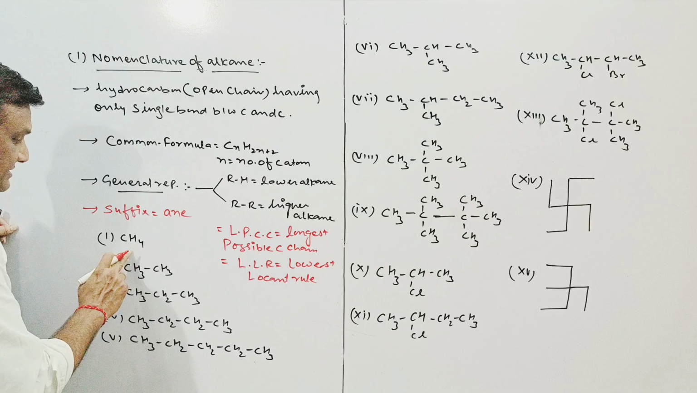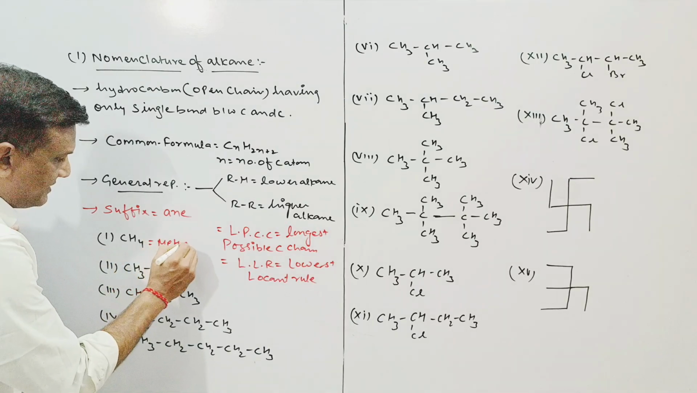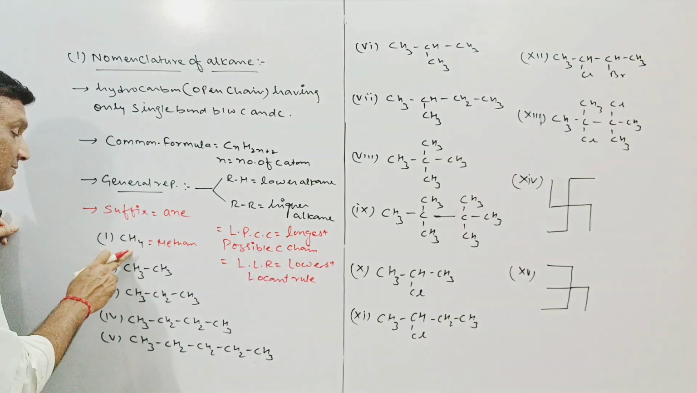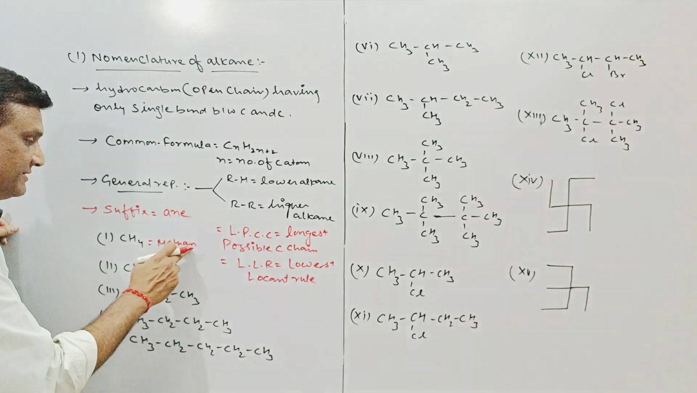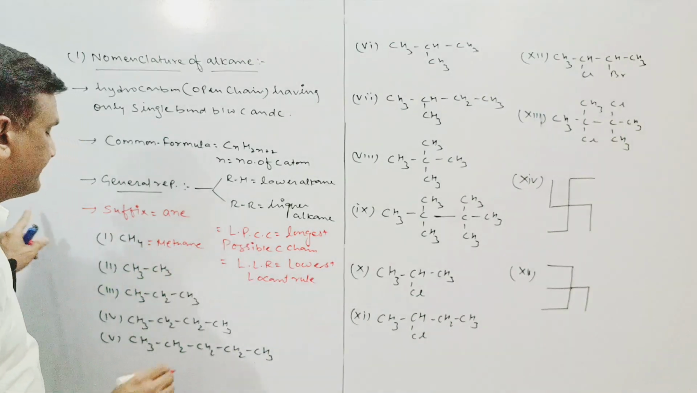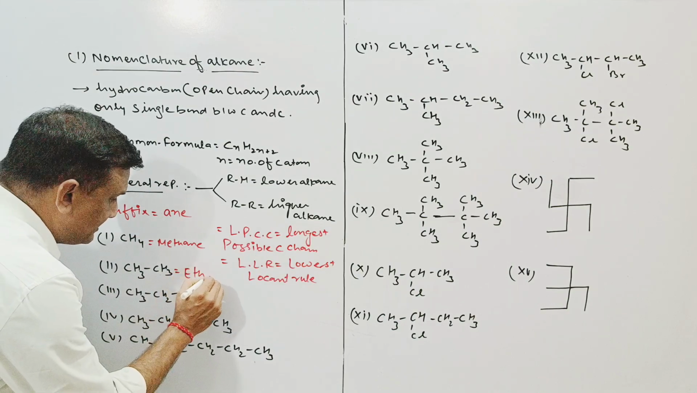If I go with this, here is one carbon in the chain, so it will use meth. And as we know, the valence of carbon is satisfied with all single bonds because there are 4 hydrogen atoms, so it will use the suffix ane. So the name of the compound will be methane. For this, there are 2 carbon atoms, so it will be eth.